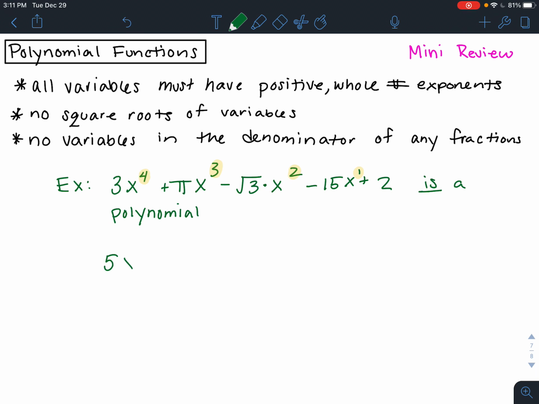Something that is not a polynomial would be something like 5x to the 5th minus 4x cubed plus 2x to the -2 power minus 10. So because of this -2, this one is not a polynomial.